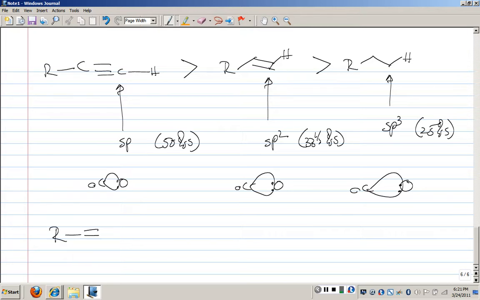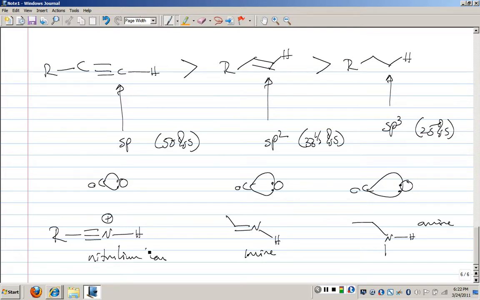You know, I could look at something similar if I were to look, for example, at a series of compounds of this type. If I look at a nitrilium ion, where the N is sp hybridized, if I look at an imine, where the N is sp2 hybridized, and I look at an amine, where the N is sp3 hybridized, I see exactly the same thing, that the amine is less acidic than the imine, right? And the nitrilium ion is actually way more acidic.